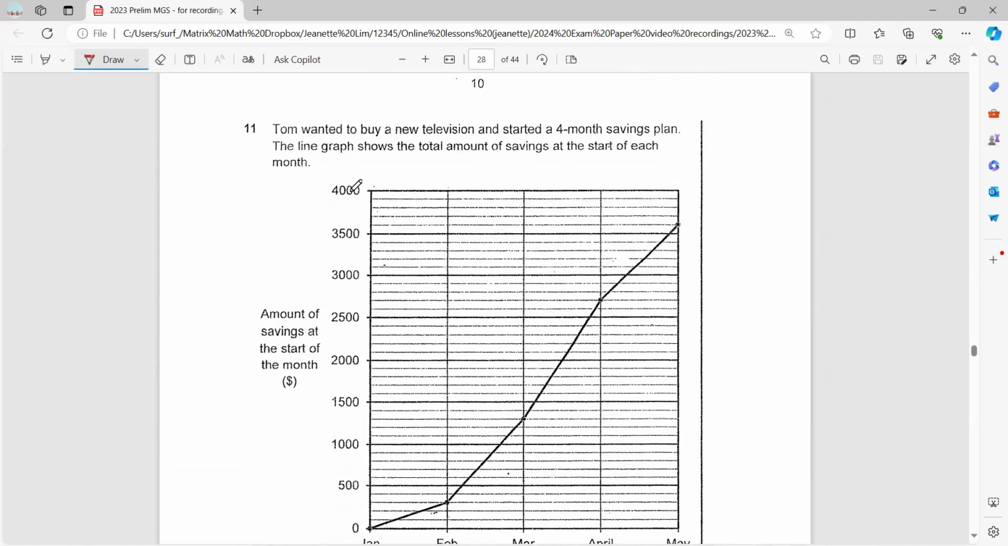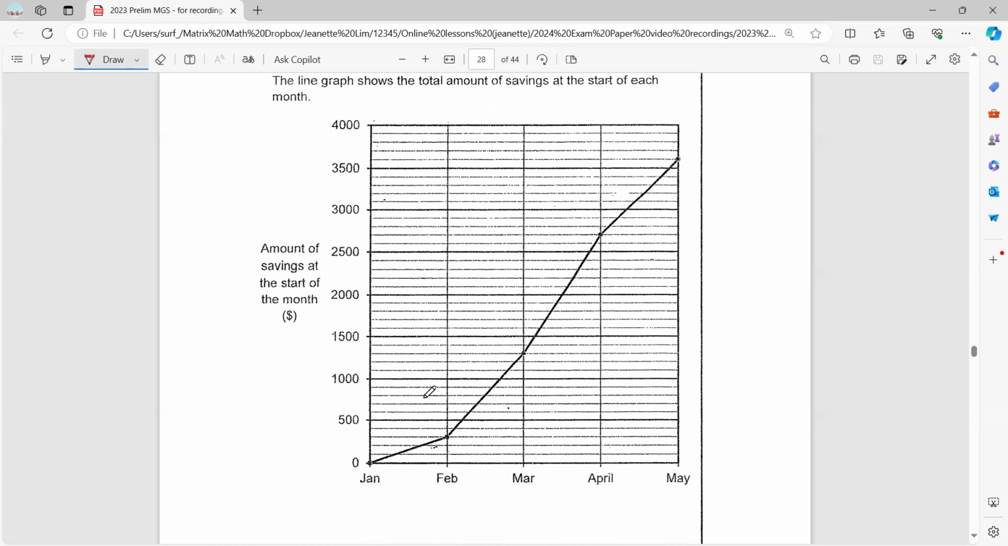Okay, 11. Tom wanted to buy a new television and started a 4-month savings plan. The line graph shows the total amount of savings at the start of each month. So basically, this is at the start of January and this is the start of February. So this is actually the record of how much he saved for the whole month of January, since this is just the start of February. Okay.